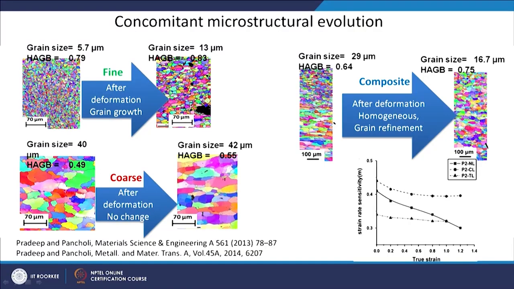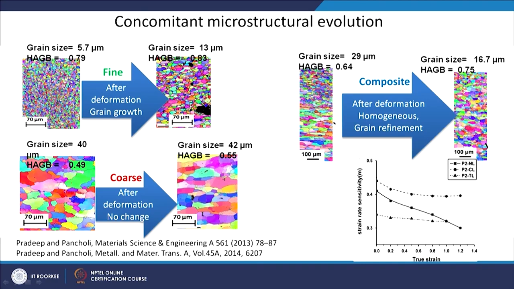This is the initial fine grain microstructure, when we have taken only the fine grain microstructure. After deformation, it is showing dynamic grain growth. So, the grain size is increasing, as you can see. This is the initial grain size, this is the final grain size. From 5.7 we have come to 13 micron during the deformation.